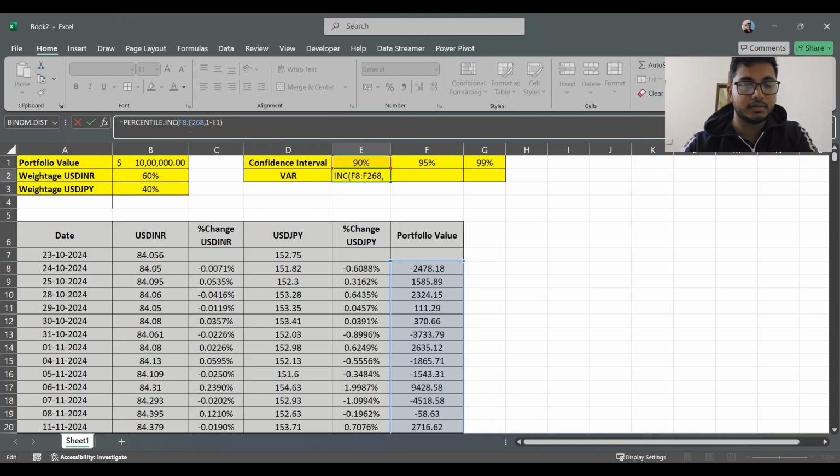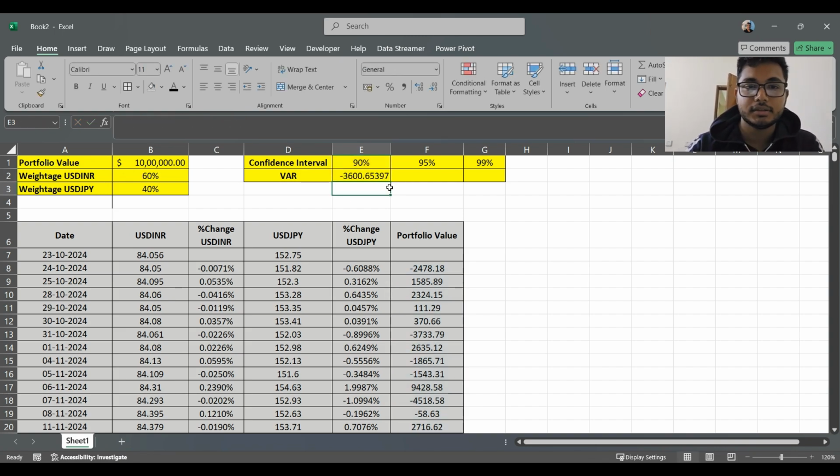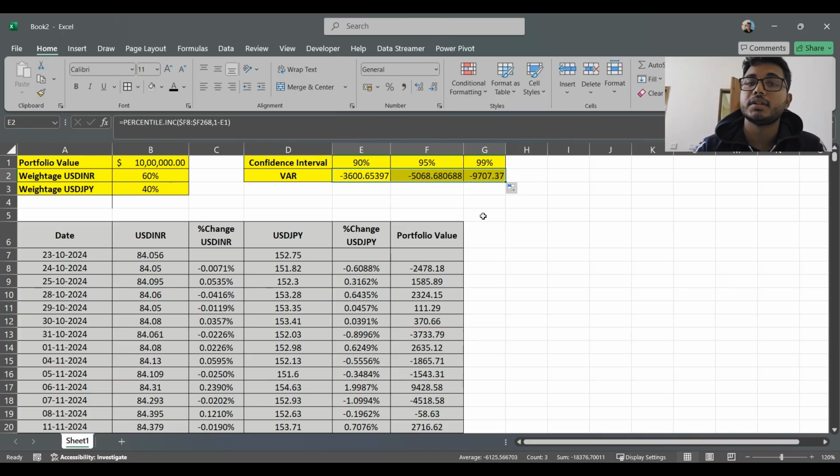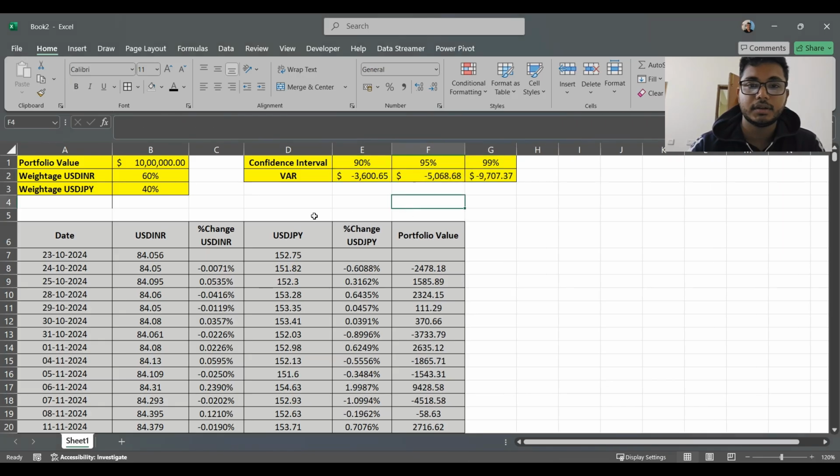So let's freeze again these F columns because we want to drag it for other VARs. So when we drag it out here, for 95% it is $5,068, and for 99% it is $9,707. We can also format these. Okay. So these are the VAR values.